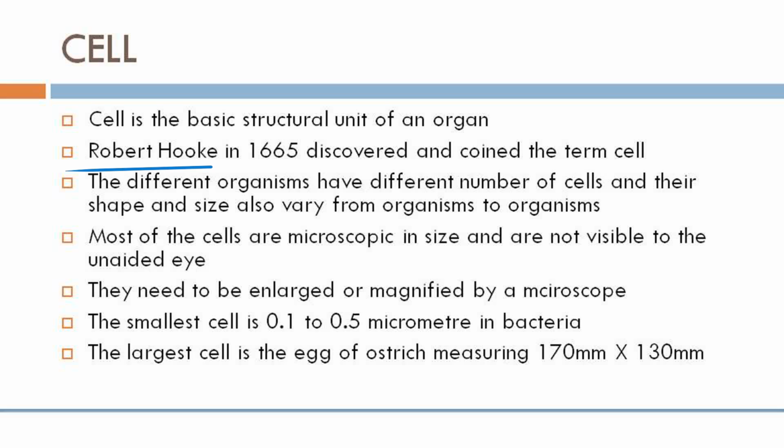Different organisms have different numbers of cells, and their shape and size also vary from organism to organism. Most of the cells that are known are microscopic in size and are not visible to the unaided eye, and a microscope is needed so that these cells can be enlarged or magnified. The smallest cell known is 0.1 to 0.5 micrometer and is seen in bacteria. The largest cell is that of the egg of an ostrich, measuring 170 millimeter to 130 millimeter.